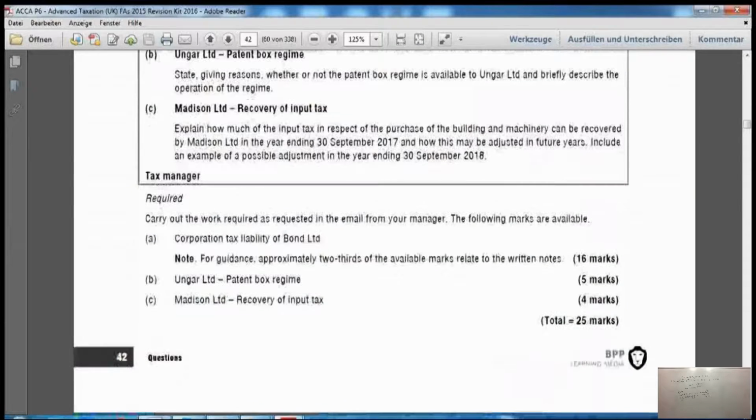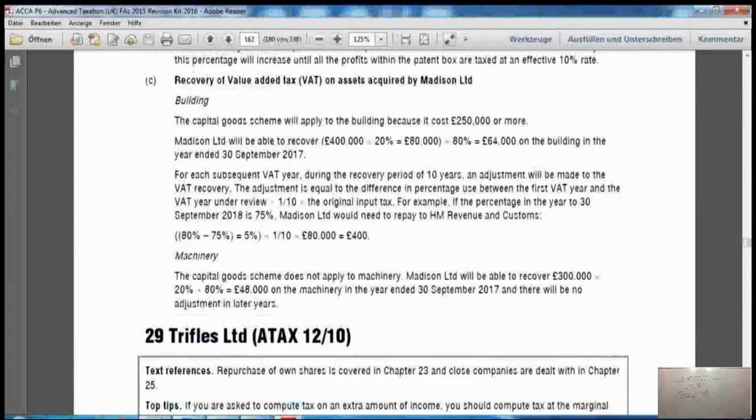All right. So that was our question number 28, part C. Now, if you want to do it later, please note down it is question 28, part C. Now let's go back to the answers as well. So just to make sure if we did it right, that is the answer. I've already opened it. So it is recovery of value tax on assets acquired by Madison Limited, part C.